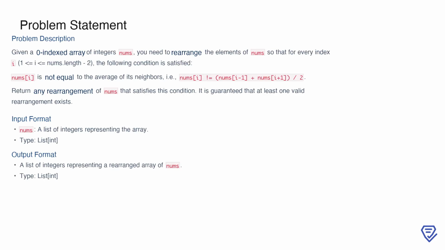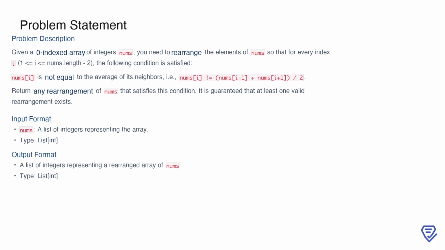In this problem, we are given a zero-indexed array of integers called nums. The goal is to rearrange the elements of nums in such a way that, for every index i between 1 and nums.length - 2, the value at nums[i] is not equal to the average of its two neighbors. In other words, the value at position i cannot be the result of averaging the values at i-1 and i+1. The problem guarantees that at least one valid rearrangement of the array exists.